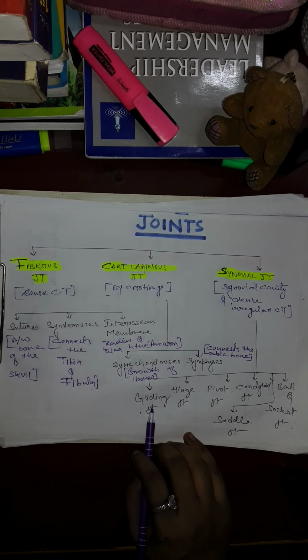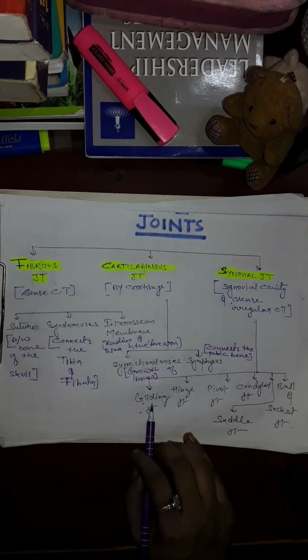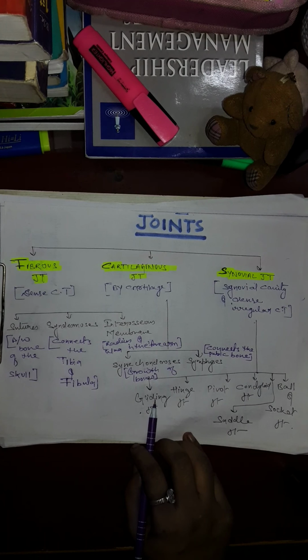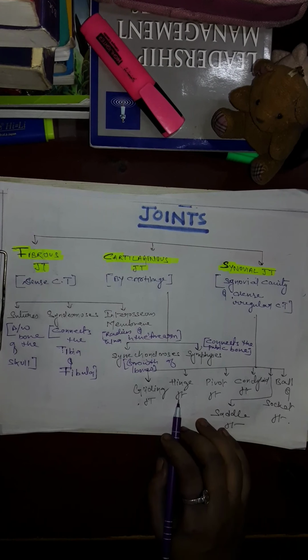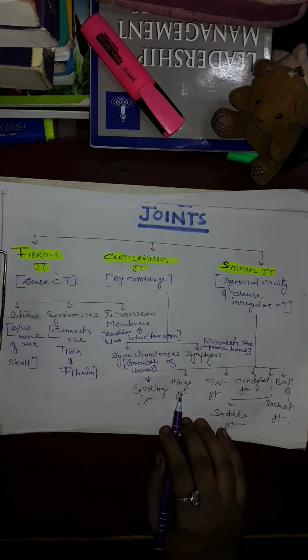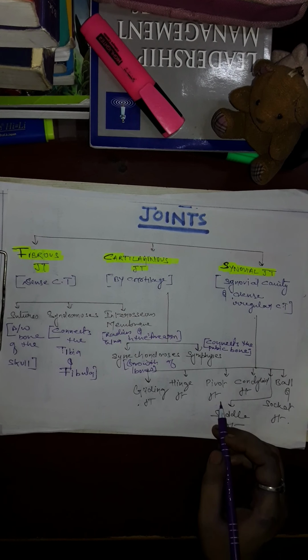The first one is gliding joint. The gliding joint includes the joints between the carpal bones in the wrist and the tarsal bones in the foot, and in between the processes of the spinal vertebrae. The next synovial joint is hinge joint, which is found in the knee, ankle and the joints between phalanges and toes. The next one is pivot joint.